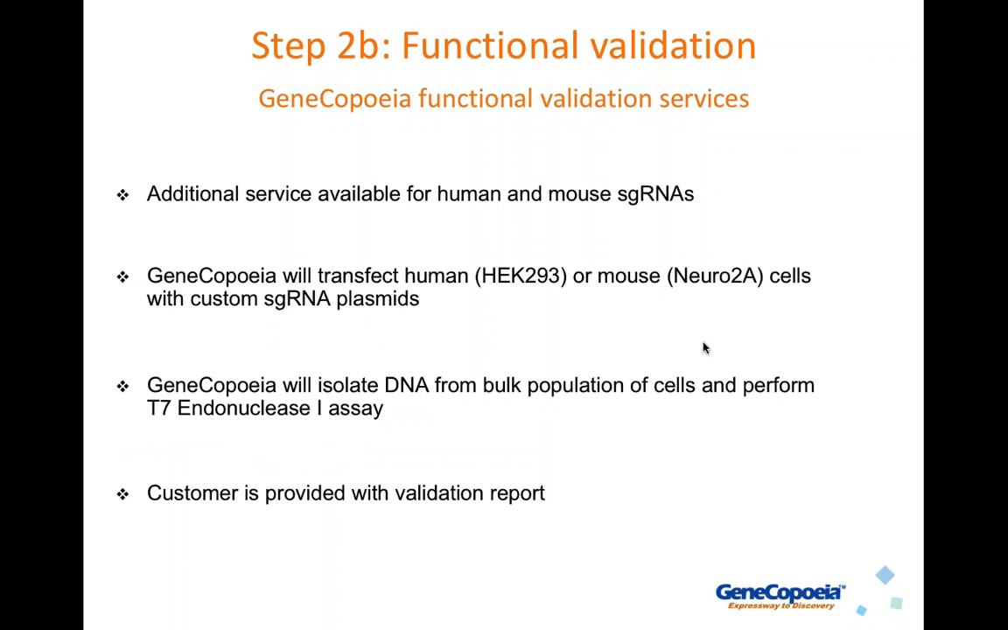Now, if you don't want to do the CRISPR functional validation yourself, then we can do it for you using GeneCopoeia's functional validation services. This is an additional service available for human and mouse single-guide RNAs. We use the same assay, the T7 endonuclease 1 assay that I just described. We will transfect model cell lines for either human or mouse. In the case of human, it's HEK293, or mouse, we use Neuro2A cells with your custom single-guide RNA plasmids. Again, we do the T7 endonuclease 1 assay system, and we provide you, when it's all done, with a validation report.